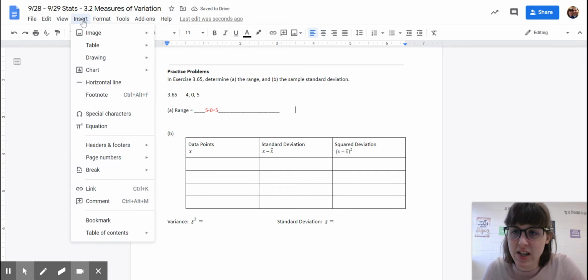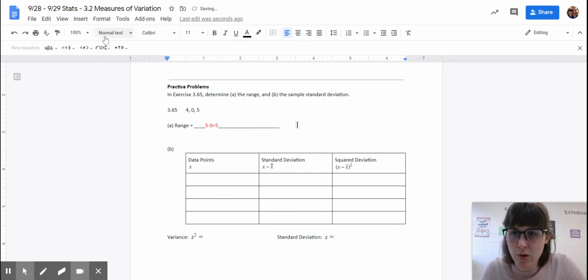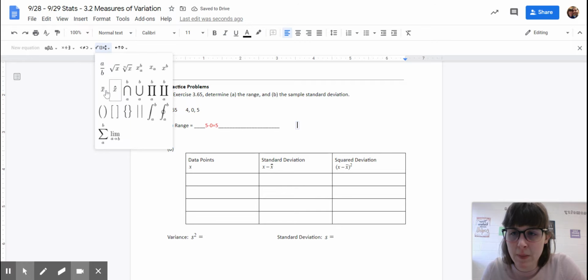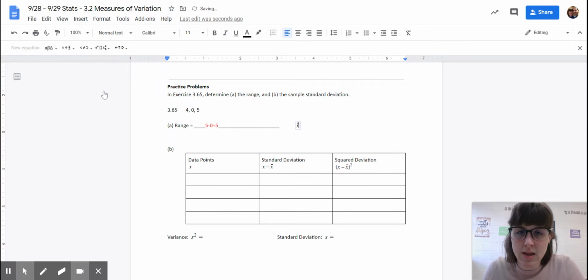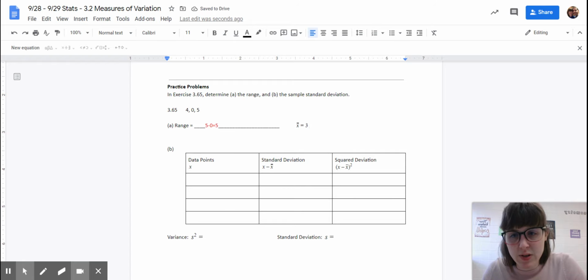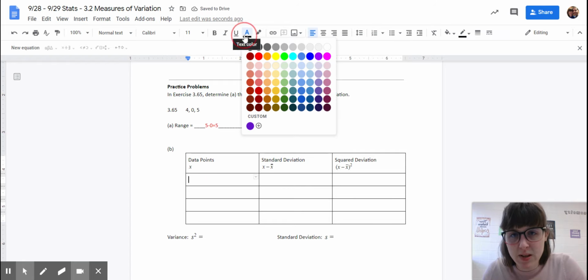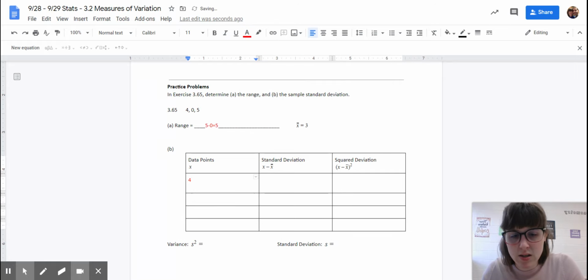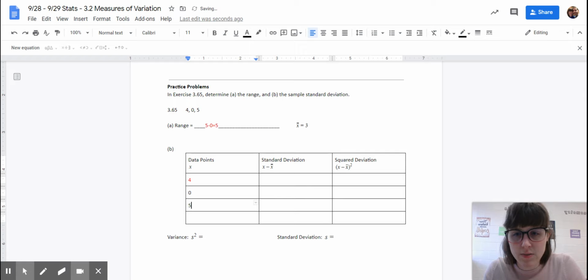Next, we need to find the average, or x bar. So I'm going to show you that. X bar means we're going to find the average: 4 plus 0 plus 5, divided by 3. So 9 divided by 3 is 3. Okay, so now here in the data points, we're going to type what the data points are. So we're going to type 4, 0, and 5.